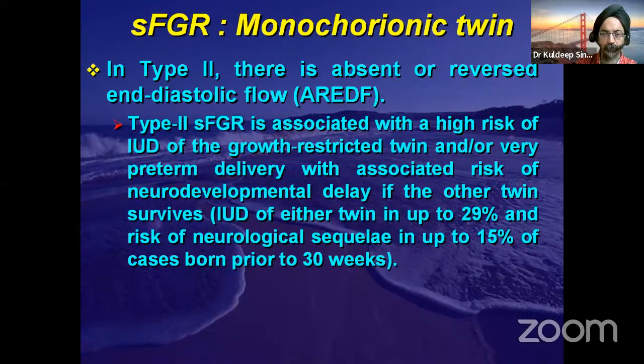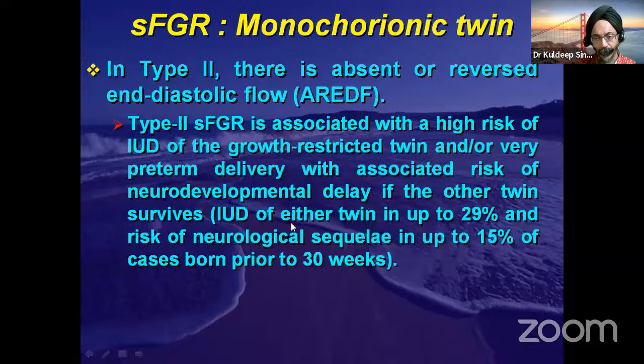Absent or reversed flow is seen in type 2, which is again associated with a high risk of IUD, and associated risk of neurodevelopmental delay. We're not interested in just giving them a baby. The baby has to be fit and fine with a good APGAR score. After 2 years, after 10 years, there should be no neurodevelopmental delay. We need to be watchful. We know if there's going to be a neurodevelopmental delay if the other twin survives.